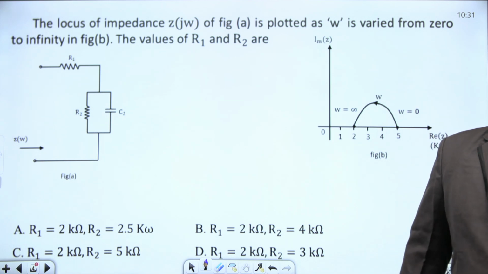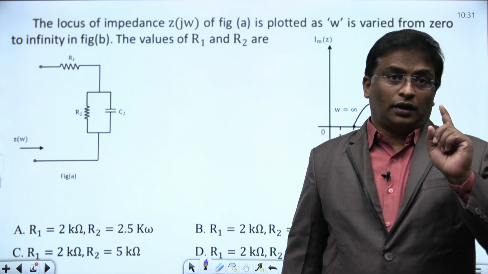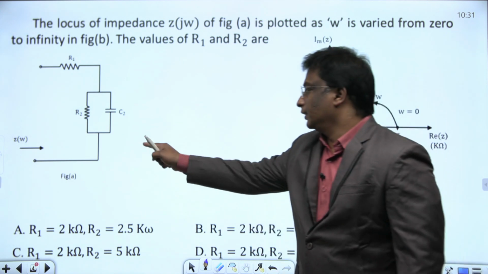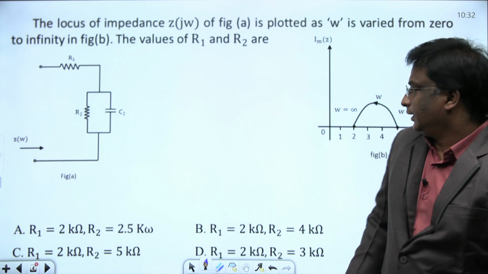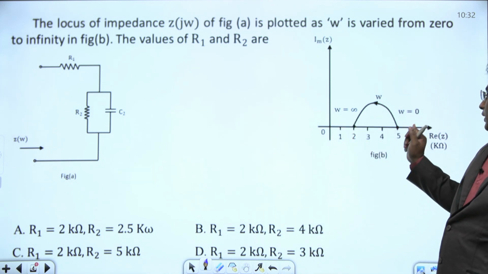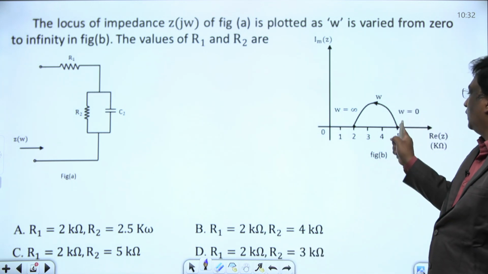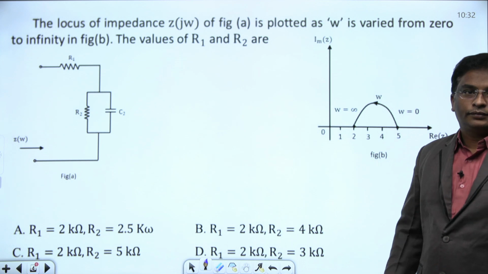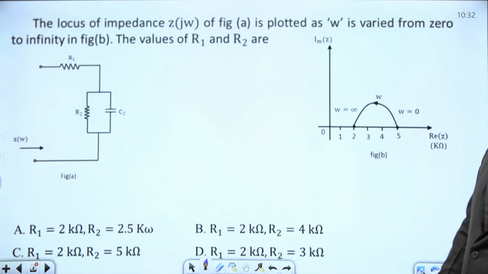See the question first. The locus of impedance Z of j omega of figure A is plotted as omega is varied from 0 to infinity. This is the plot they gave. This is the omega equal to 0 point, and this is the omega equal to infinity point. They are asking to calculate some parameters, that's all.